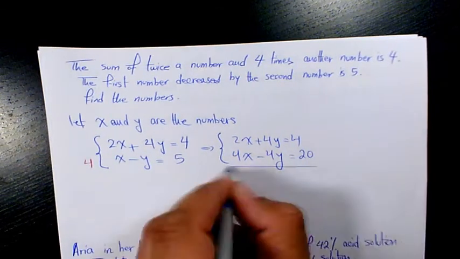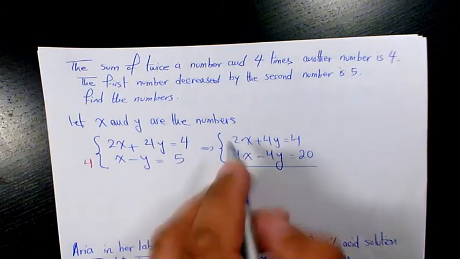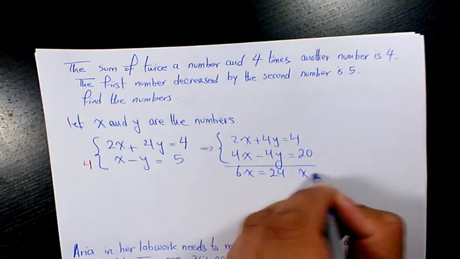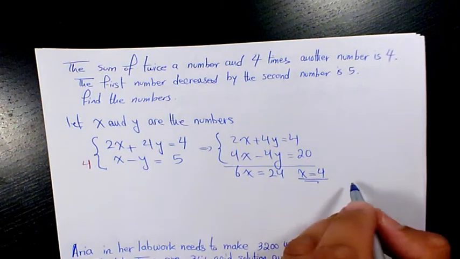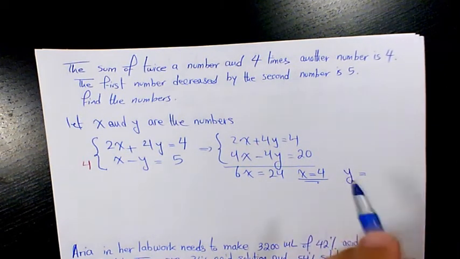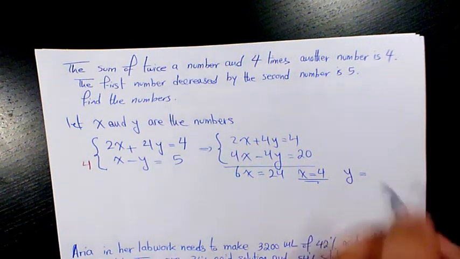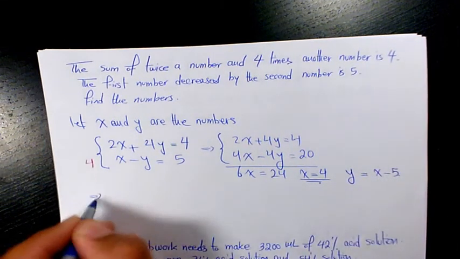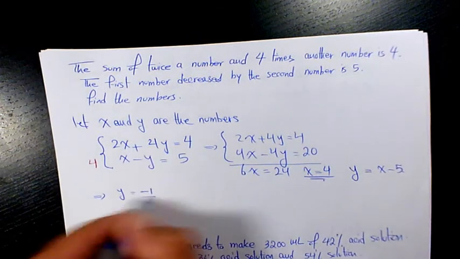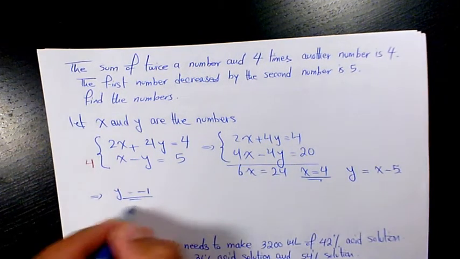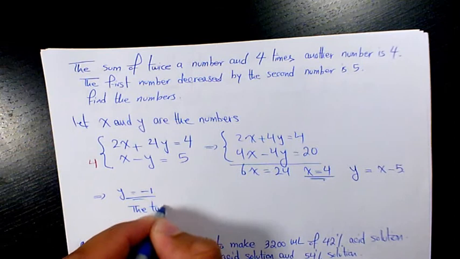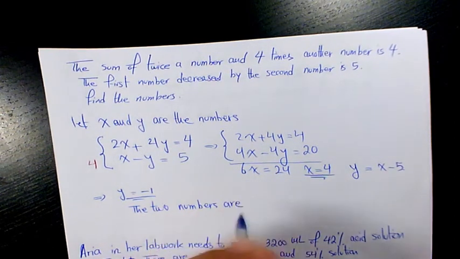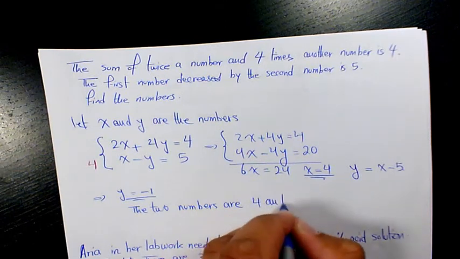When you add them, you're going to have 2x and 4x, 6x equals 20 plus 4, which is going to be 24. So x is going to be 4. And y: 5 plus y is going to be x, so y is x minus 5. So therefore, y will be negative 1. So the two numbers are 4 and negative 1.